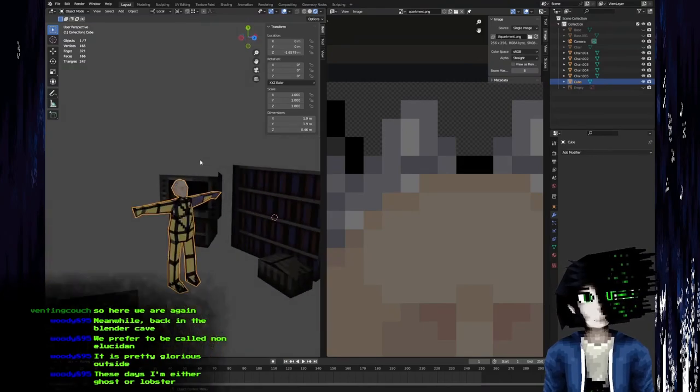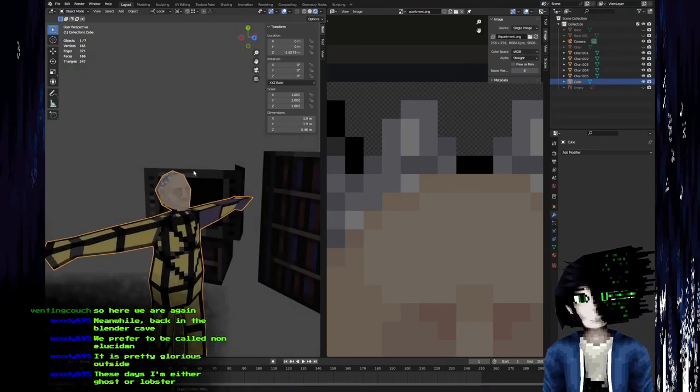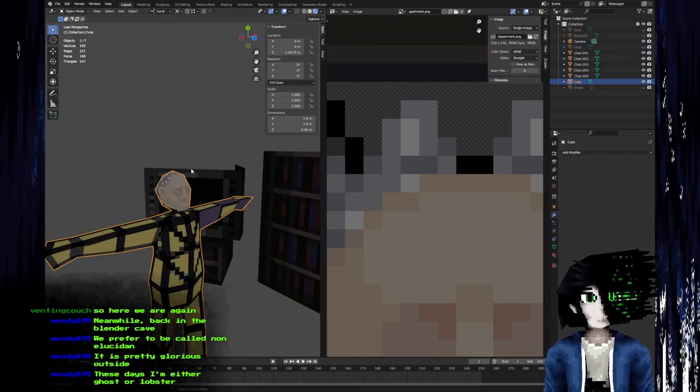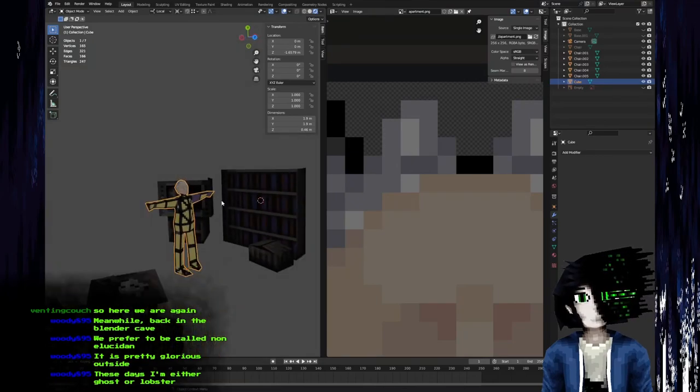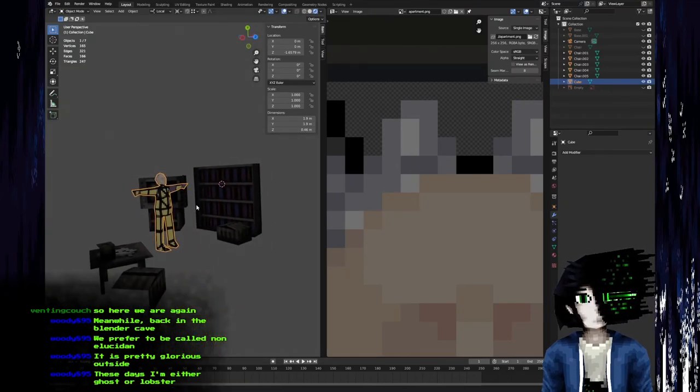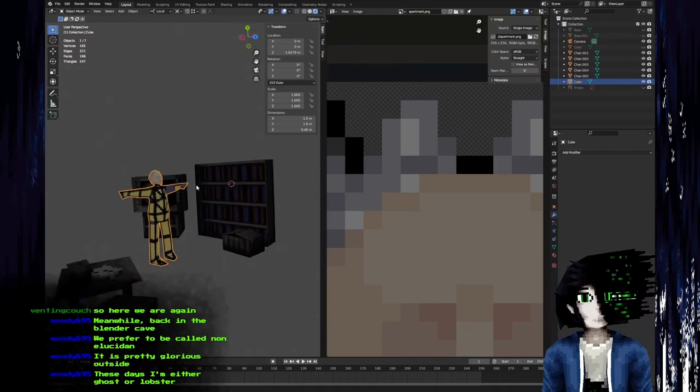Don't worry, he will get eyes at some point. I'm actually thinking about making him wear glasses and having it so that when the angel actually appears to him, he's like, what? And he puts the glasses on. So the eyes don't need to look super great because you will never see them. You'll only ever be this close to him without the glasses on.